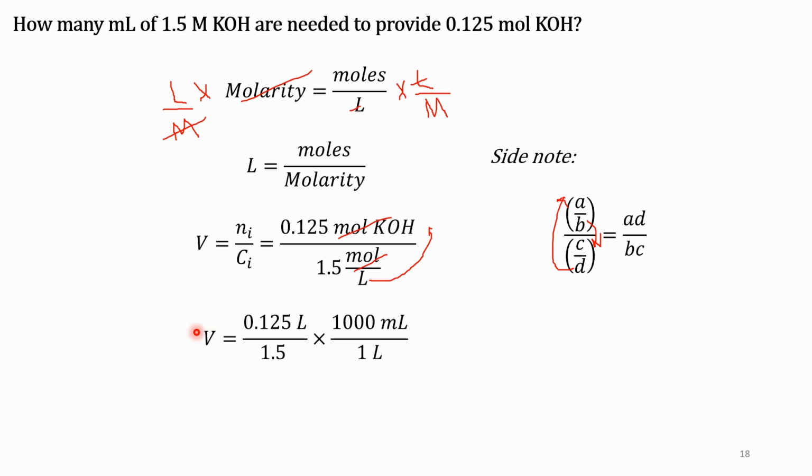So we get our volume is going to be 0.125 liters divided by 1.5 times the conversion factor, so we can cancel out liters. Our final answer is 83.3 milliliters.